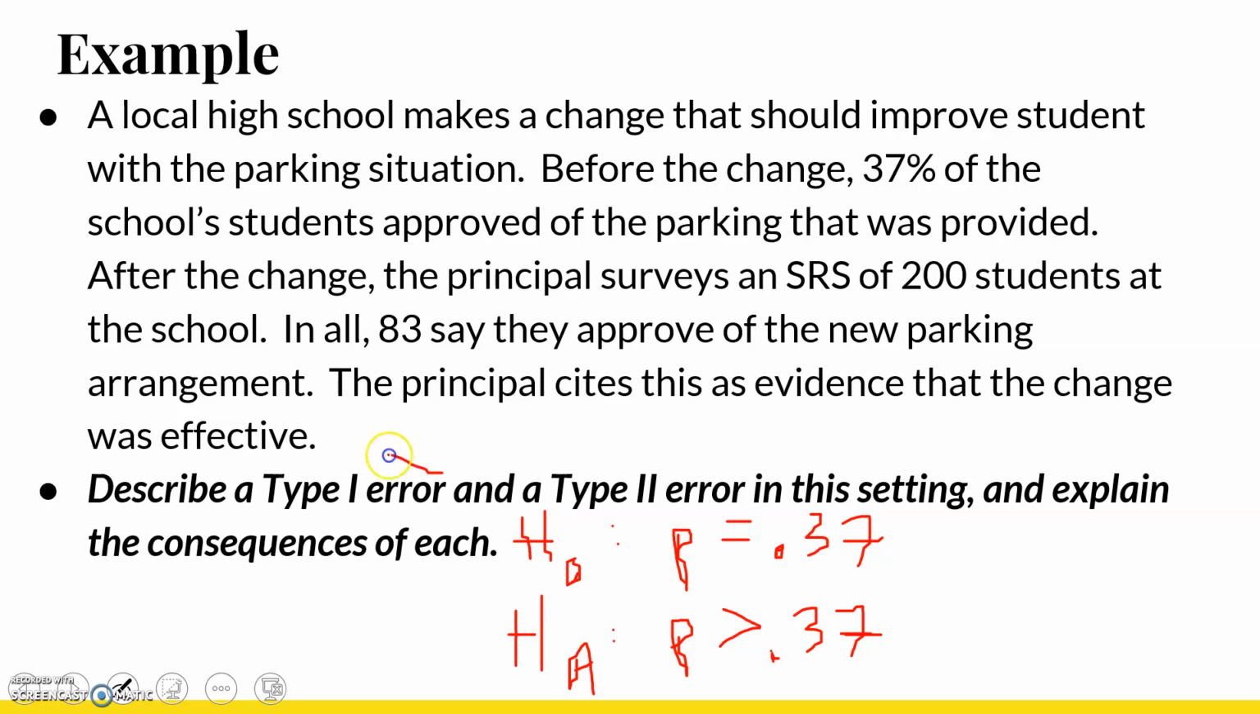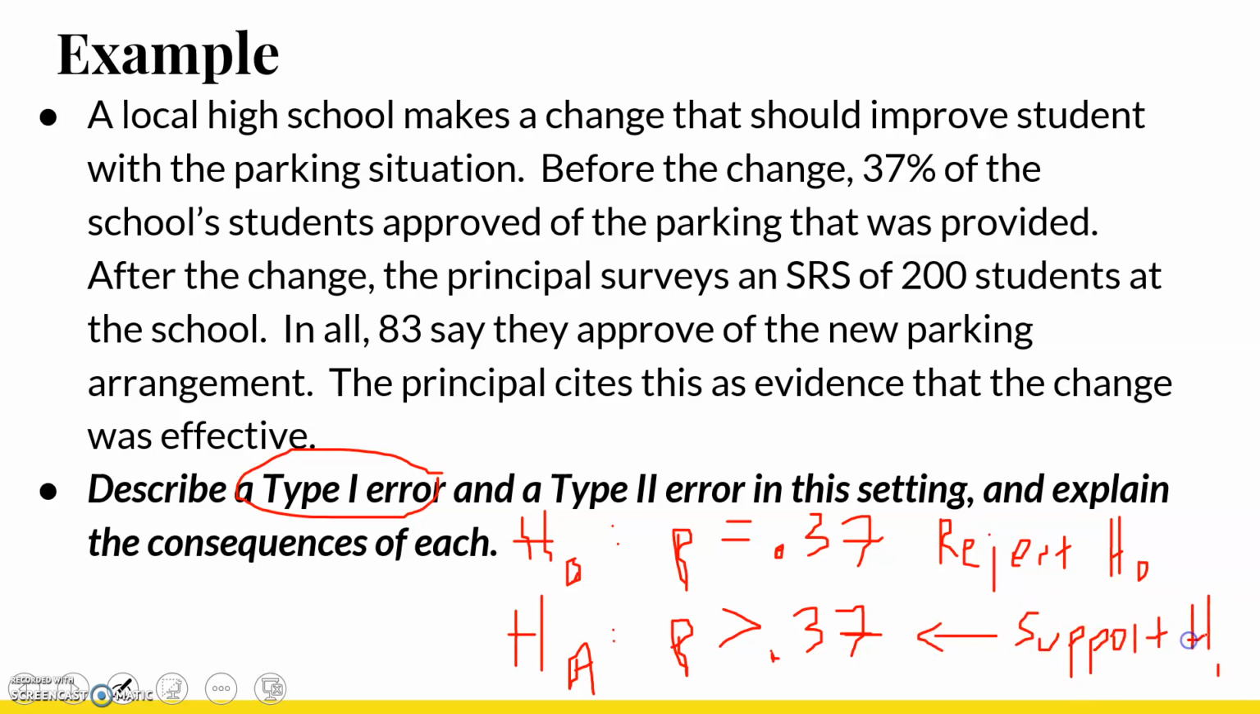All right, so keep in mind, a type 1 means you would reject H0 when you really shouldn't have, and you support HA. Okay, but this is not the correct conclusion to make. Okay, and on the flip side, the type 1 error would be, sorry, type 2. Let me go ahead and erase all that.